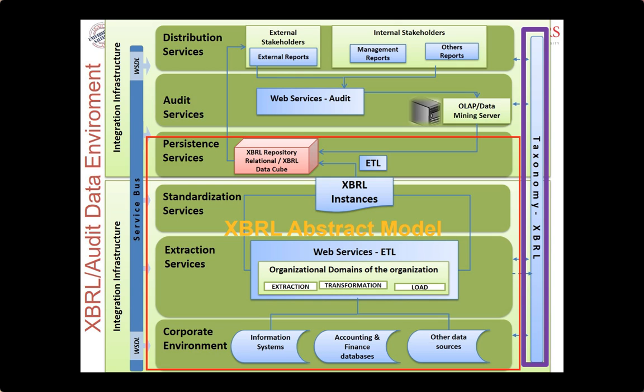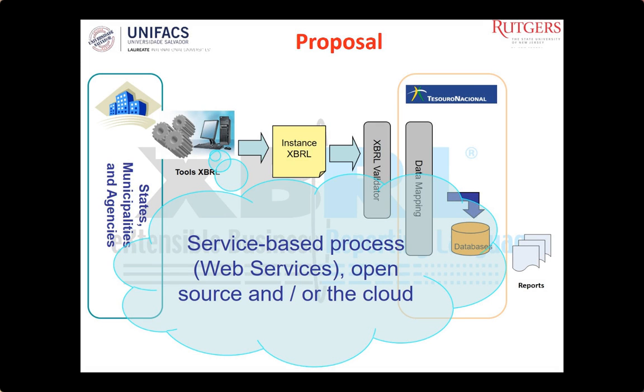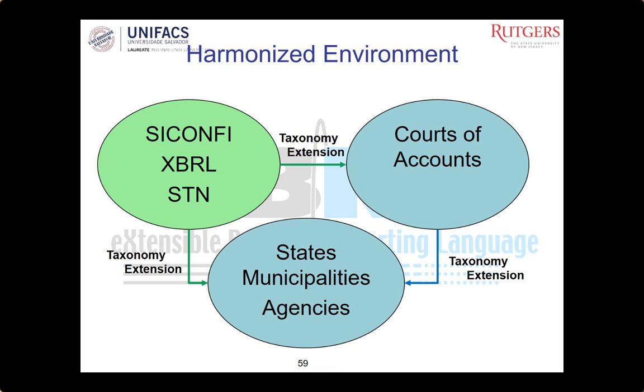So it's easy. And then we are proposing to the states to use this process based on web services, open source, and on the cloud, using AWS. And we are proposing that they internalize the use of XBRL. They extend the SICONF taxonomy. STN is the Brazilian Treasury, right? Secretaria do Tesouro Nacional, National Brazilian Treasury.